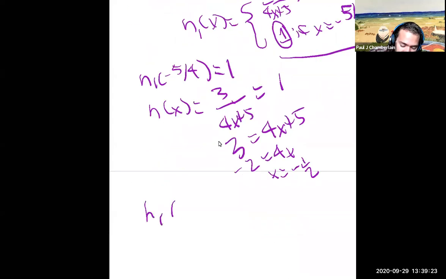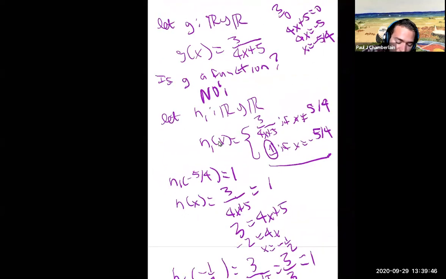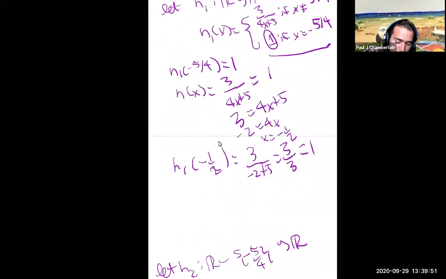Okay, I'll say h1 of negative 1/2. That's 3 over 4 times negative 1/2, which is negative 2, plus 5, so 3 over 3, which is also equal to 1. So here I found two different inputs, negative 1/2 and negative 5/4, and they're both elements of the domain. They're both elements of the real numbers, and they map into the same output. So we've shown that h1 is not one-to-one.